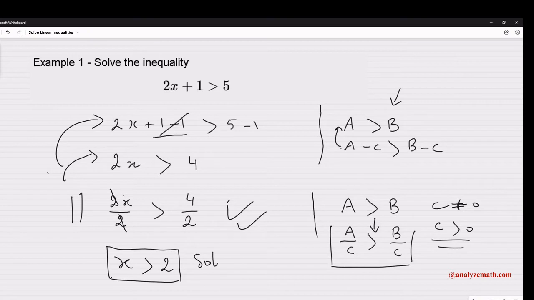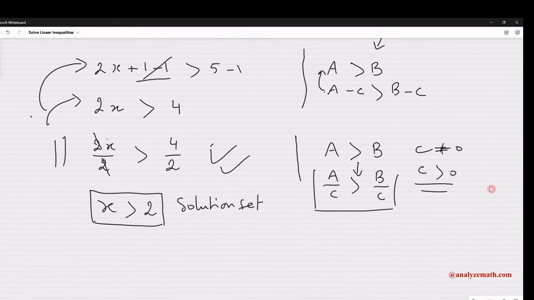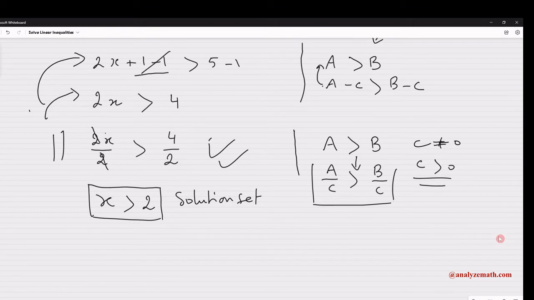This is called the solution set. Why set? It's because we have an infinite number of solutions: all the values of x that are greater than 2. It will be 2.1, 3, 5, 5.2, and so on. So, solution set. Good. Now, this can be represented on a number line.